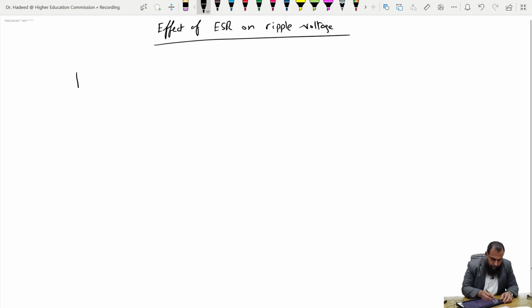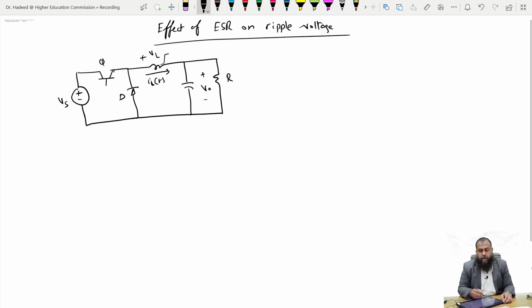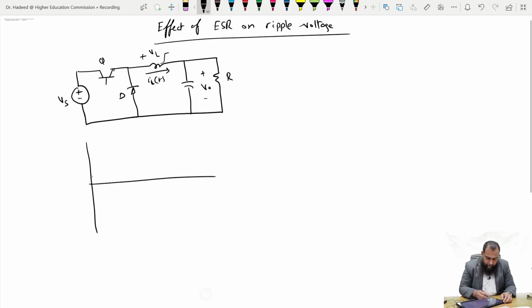So let us draw the circuit diagram for a buck converter. A buck converter is designed such that it is operating in a CCM mode, and therefore this will be the waveform for the inductor current.